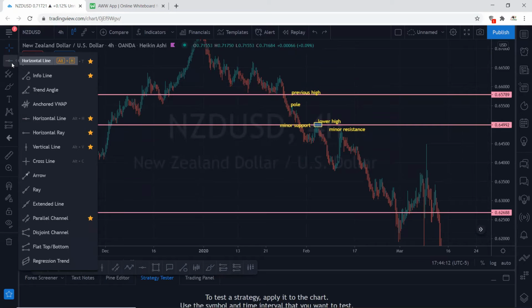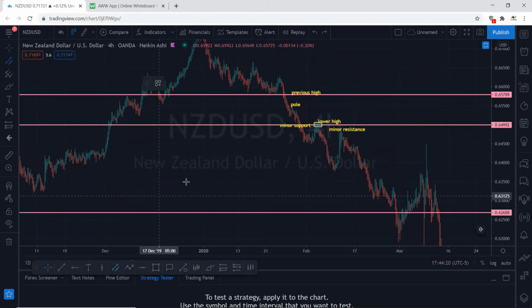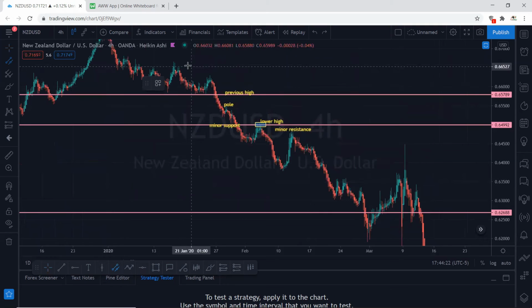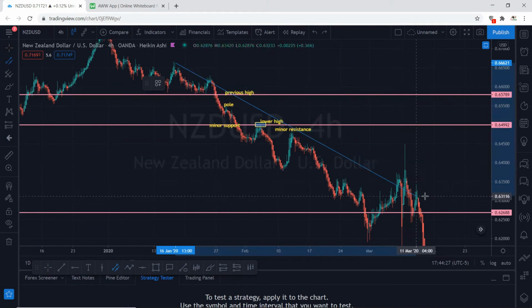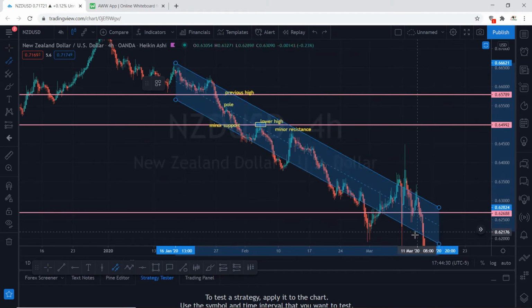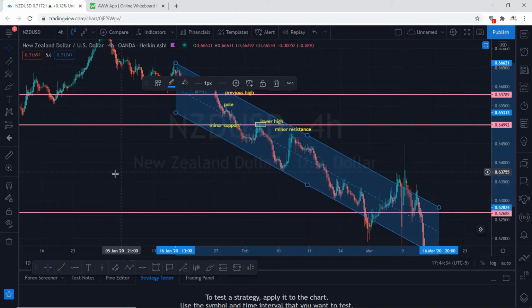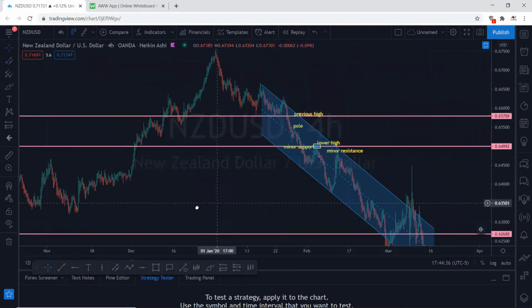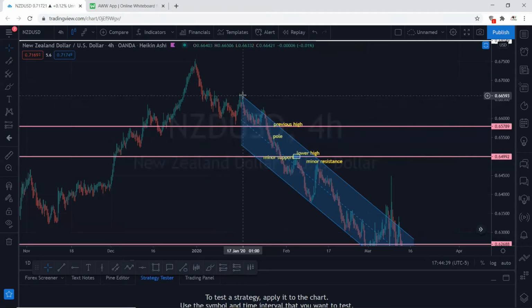Below the cross, you're going to come to the second one, all the way down to where you see parallel channels. Select parallel channels. For a downtrend, you put the line at the top, start at the top, click the mouse once, then drag it down here. Bam. See that? You could extend it up.